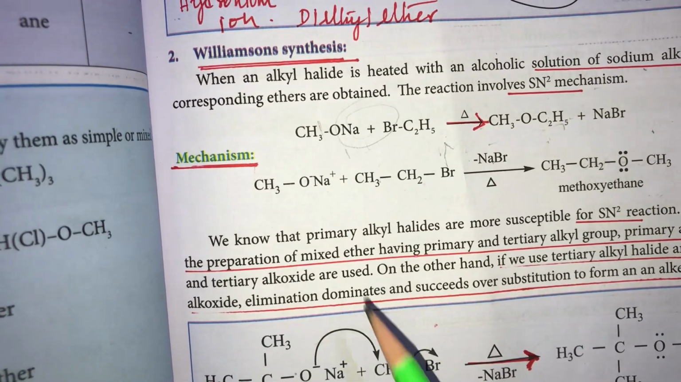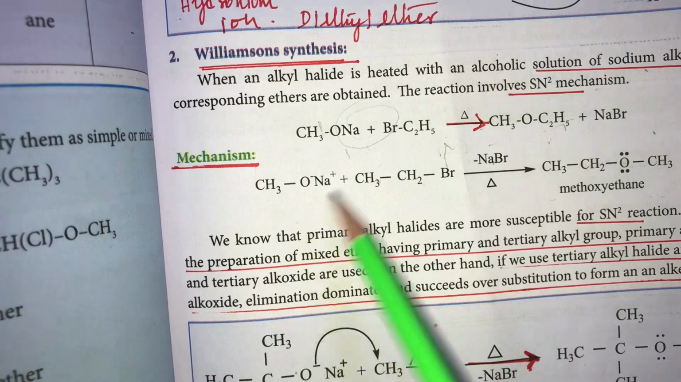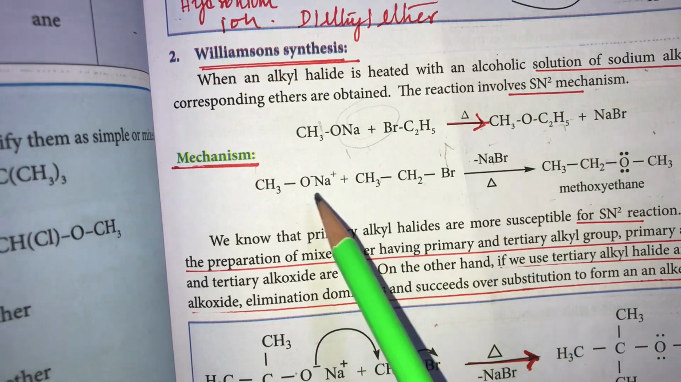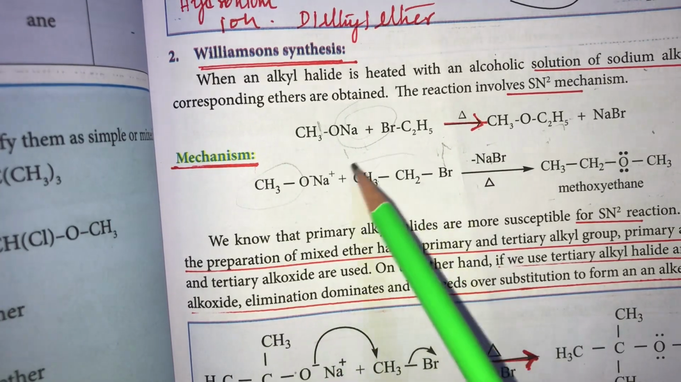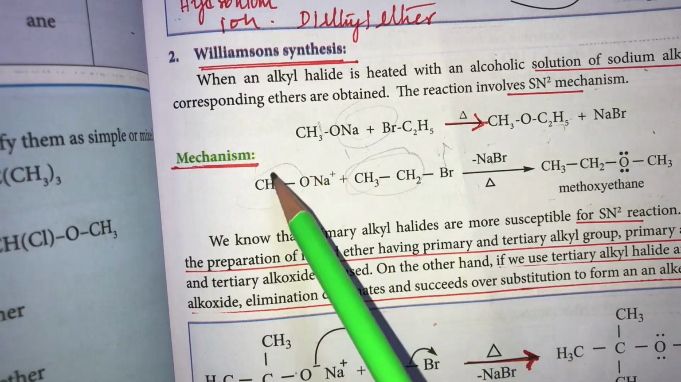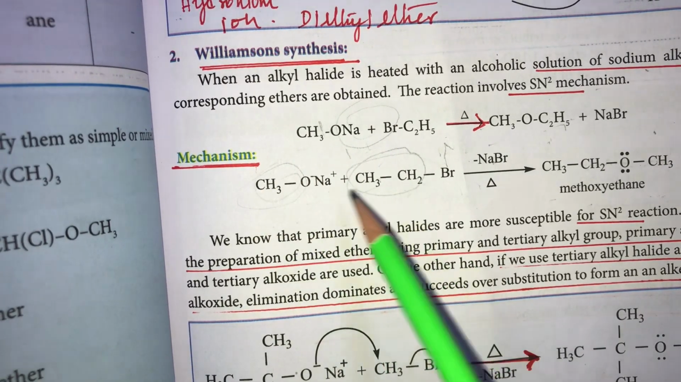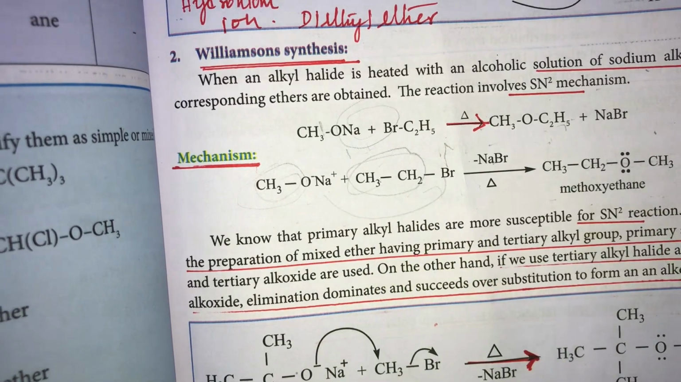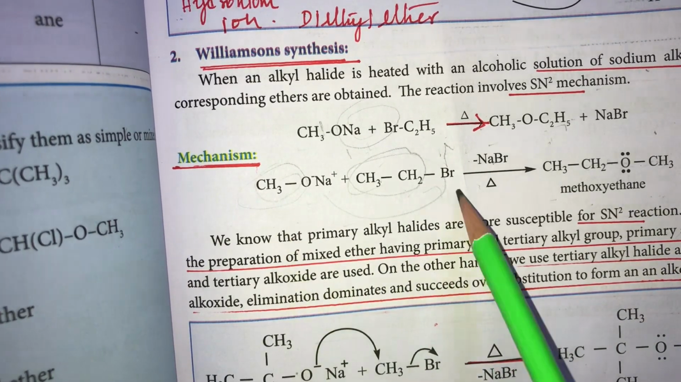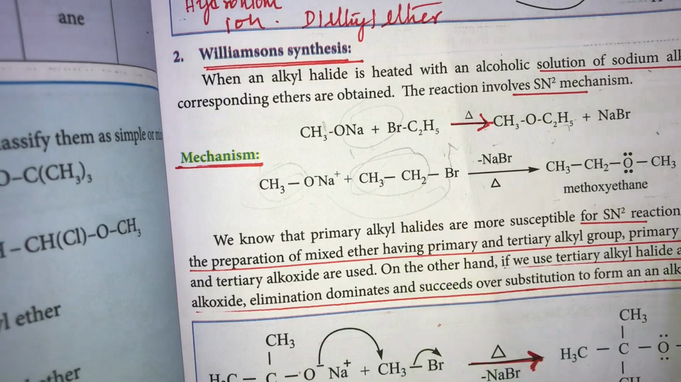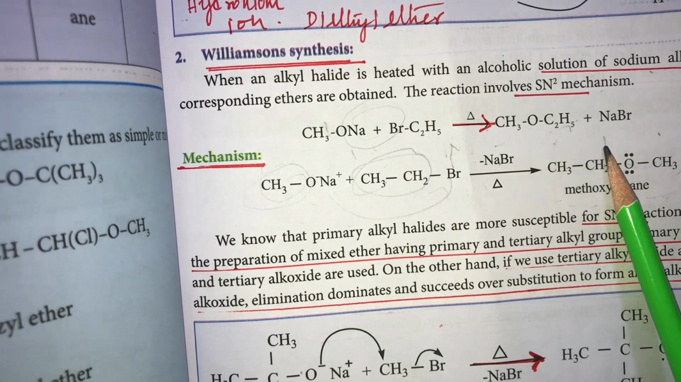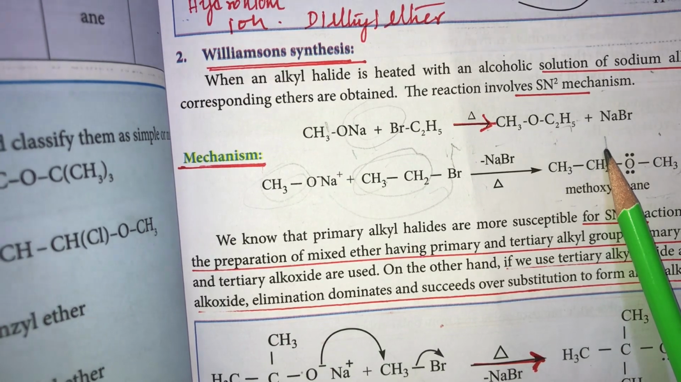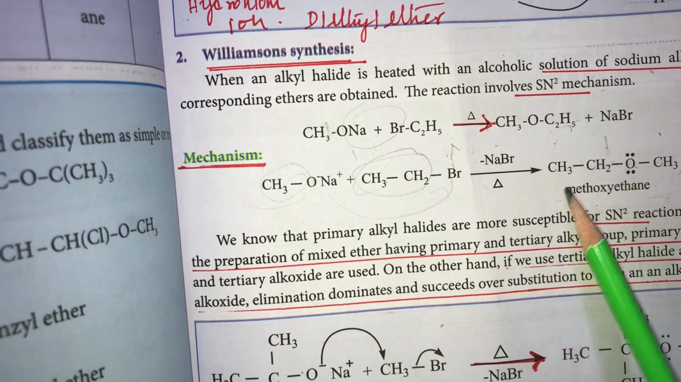Here how the reaction takes place is, in the solution, sodium and bromine react on heating and the remaining parts join to form CH3O and CH3CH2. CH3CH2 and CH3O join as NaBr is removed, and these two groups join to form ether. Methoxy: here the methoxy group gets substituted instead of hydrogen, like that, methoxyethane.